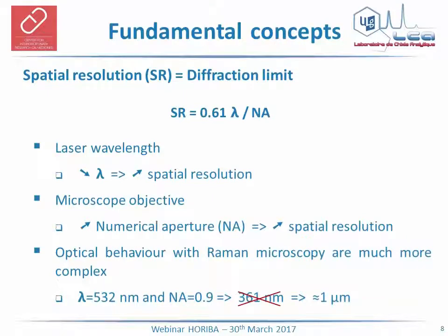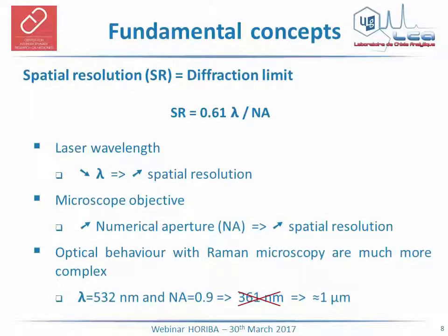The first key parameter of Raman imaging is the spatial resolution. The spatial resolution represents the focus diameter of the light spot arriving on the sample. It is a function of the laser wavelength, lambda, and the numerical aperture, NA, of the objective, as exposed in this equation. To improve the spatial resolution, lambda must be as low as possible and NA as high as possible, inducing a little light spot on the sample and thus a little analyzed sample area.